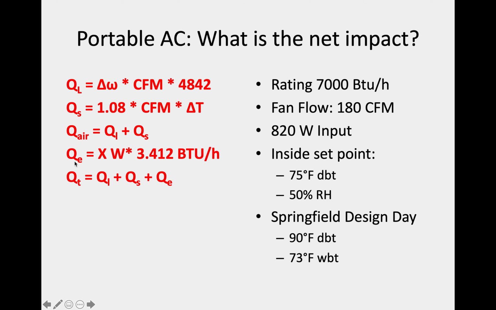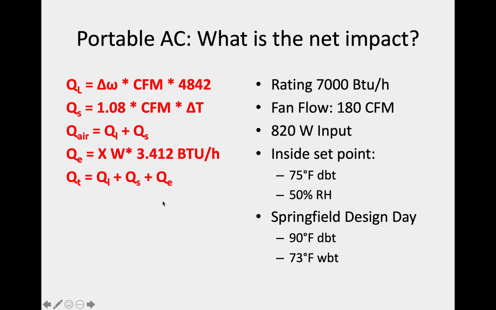But we're also using inside the building the electricity to run the compressor and the fans. So that's going to be whatever amount of watts it is times 3.412 BTUs per hour for every watt, right? Because those are equivalent. So now we can take our total watts. In this case, our input is 820 watts. And so our total heat that we're adding that's going to need to be removed is the latent heat, the sensible heat, and the electrical heat.